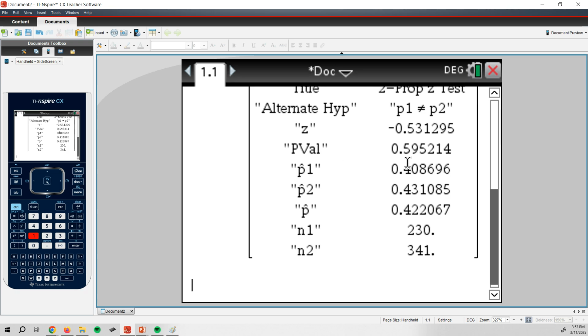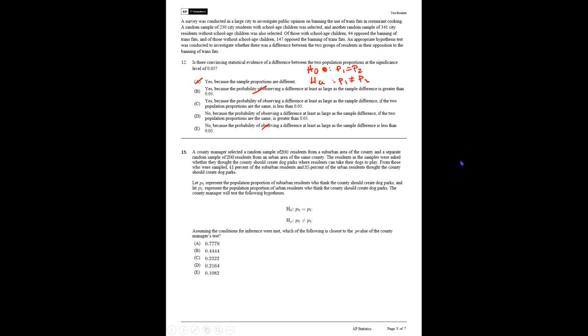Now we get it. We get a p-value way too high, so this is a no. We do not have evidence that there's a difference. So it's definitely greater than 0.05, because our p-value ended up being like 0.59. So it happened way more than not.